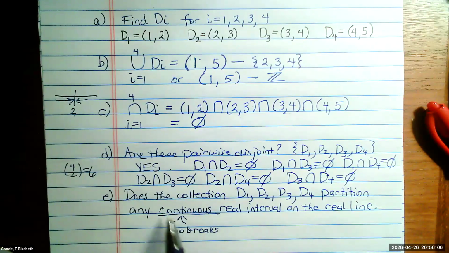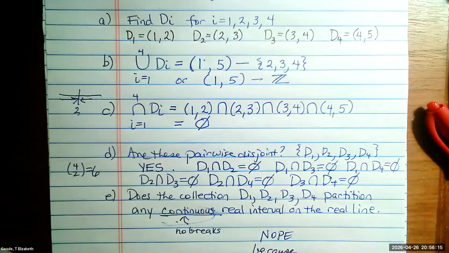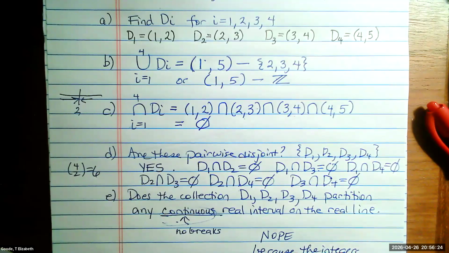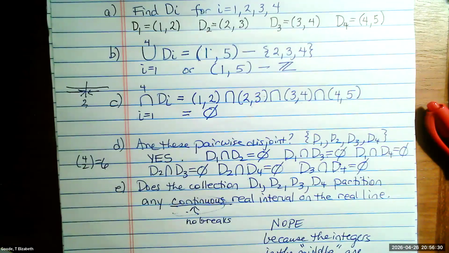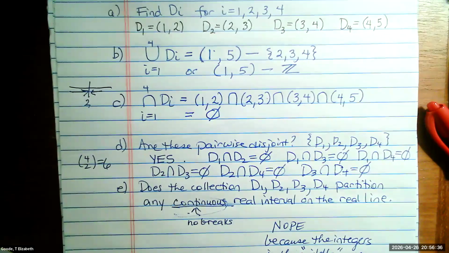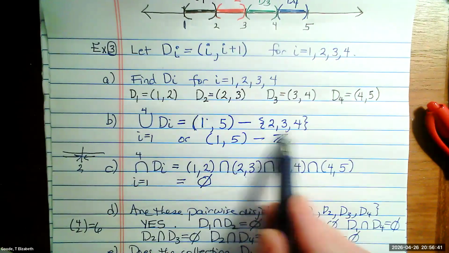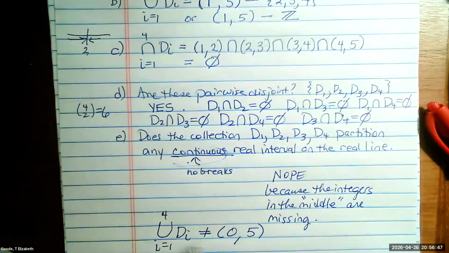So yes. Now, does this collection partition any continuous real interval? Nope, because the integers are missing in the middle. So the union from i equals 1 to 4 of these D sub i is not equal to the continuous interval from 0 to 5, because these three numbers aren't in there. So not every real number in this interval is in the union.